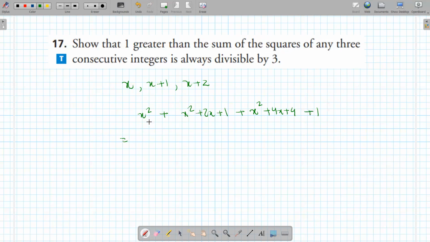So now let's clean this up. You have x squared, x squared, x squared. So 3x squared. You have 2x plus 4x, so that's 6x. You have 1 plus 4 plus 1, that's 6. Pull out a 3. You have x squared plus 2x plus 2, right? Now, is this divisible by 3? This entire thing?